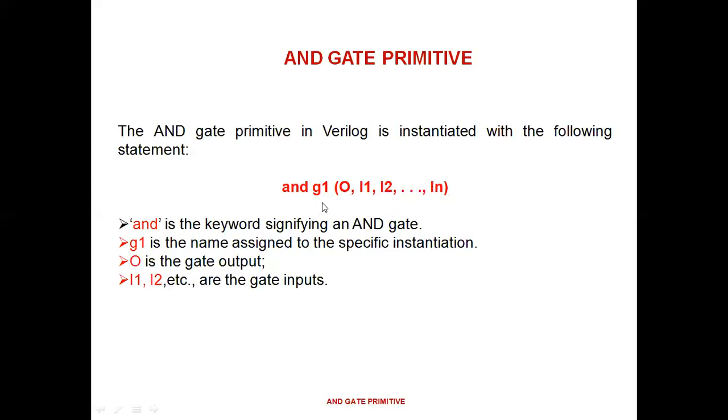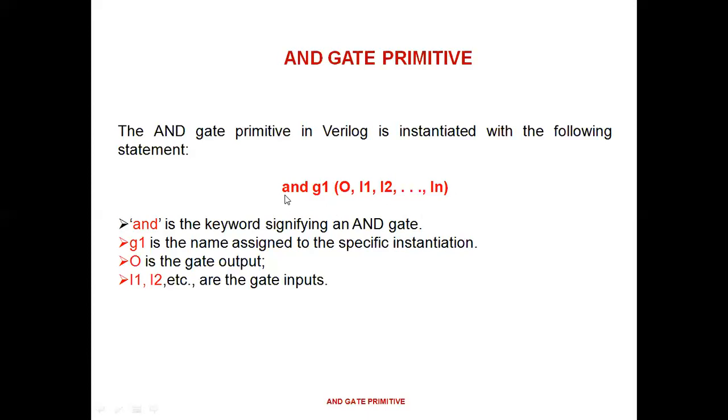Now let us see what each one is. What is AND? AND is nothing but the keyword which specifies it is an AND gate. Next, G1. It is a name assigned to this specific instantiation. It is your wish. Within brackets, we have to specify the outputs and inputs. How many outputs? Only one output, that is O. How many inputs? It can have n number of inputs, that is why I1 to IN. This is how we have to instantiate the AND gate primitive.